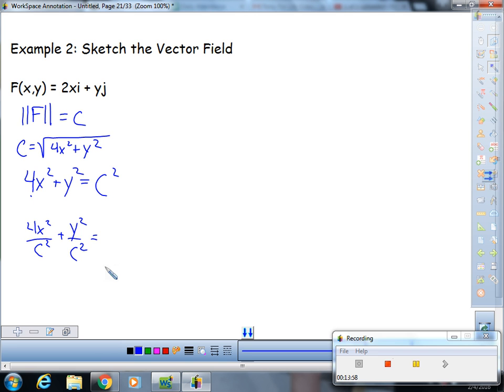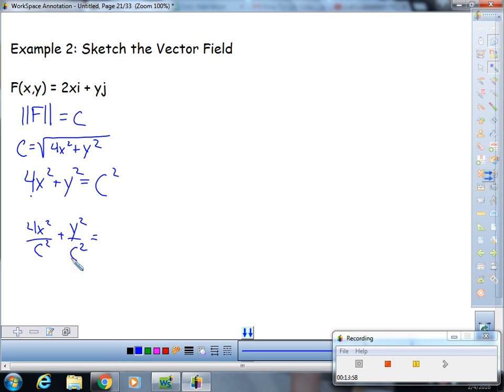When you simplify this, which c value is going to be bigger on the bottom? I know they both look the same, but this one has a 4 on the top. So the y will have a bigger c value on the bottom. So where is this ellipse going to be pulled? In the y direction. It's going to be stretched vertically. Okay?